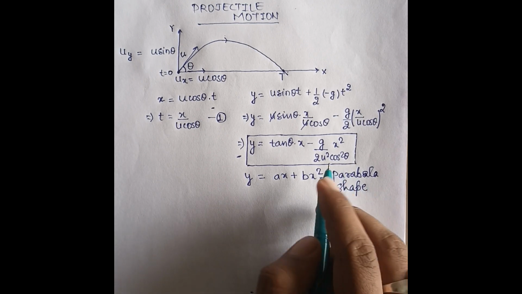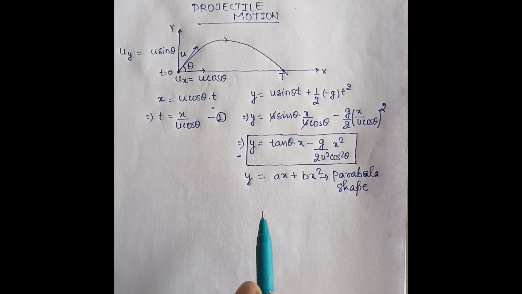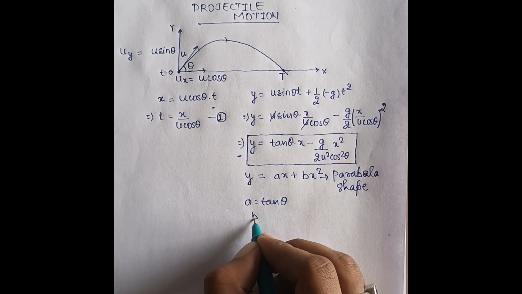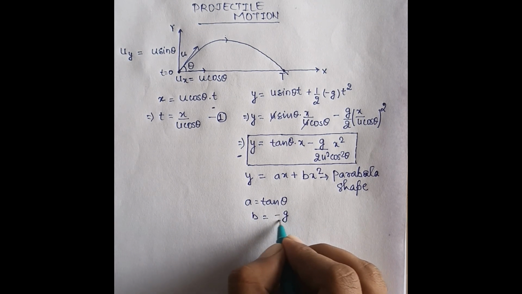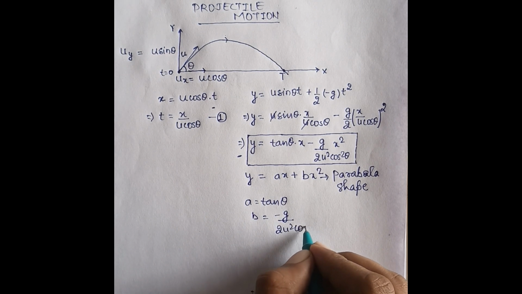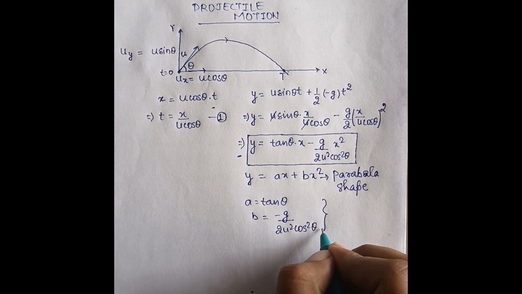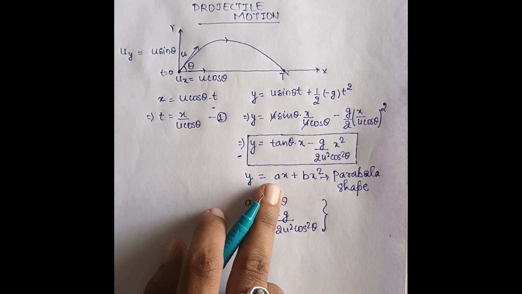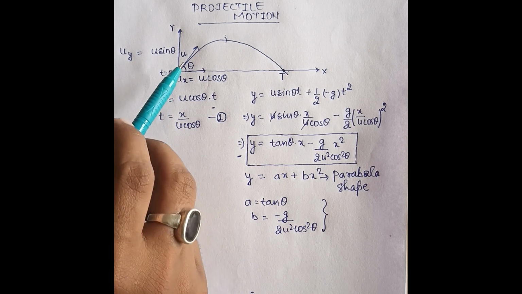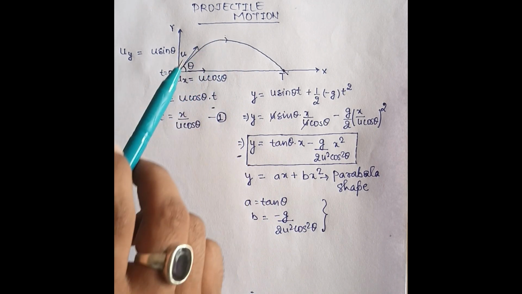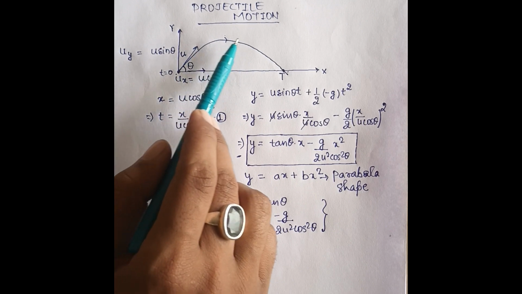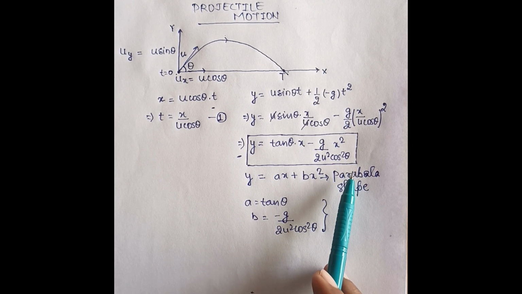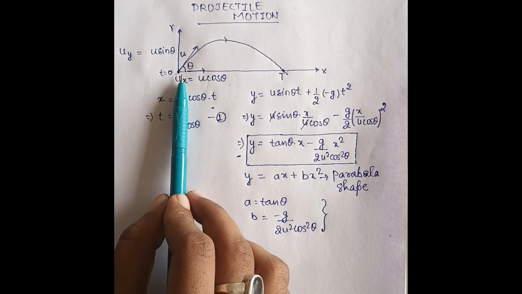And similarly, for this projectile motion, we have found this equation where a is equal to tan theta and the value of b is equal to minus g upon 2u square cos square theta. So if we compare the equation of projectile and the equation of parabola, we get that in projectile motion, when the object is projected upwards, the object follows a path in the shape of a parabola. From here, students, we will also find the time of flight.